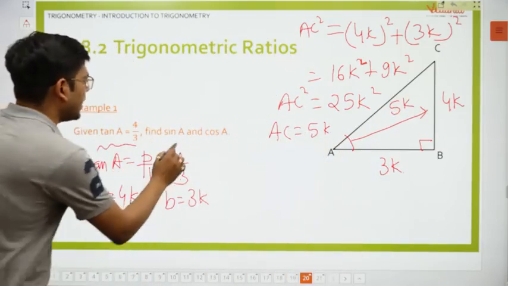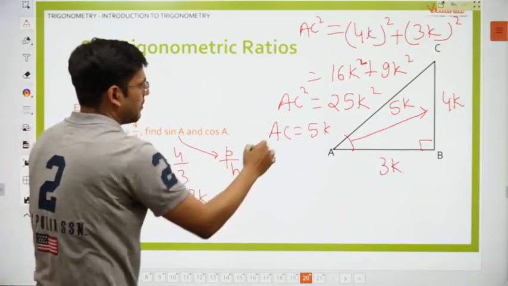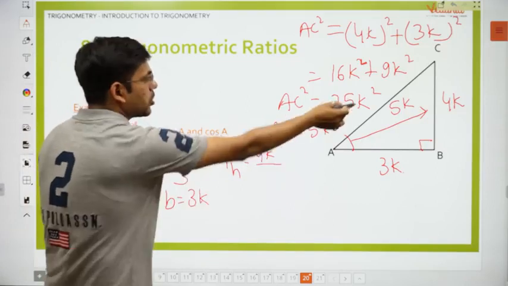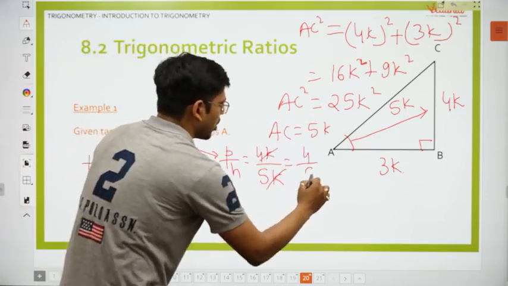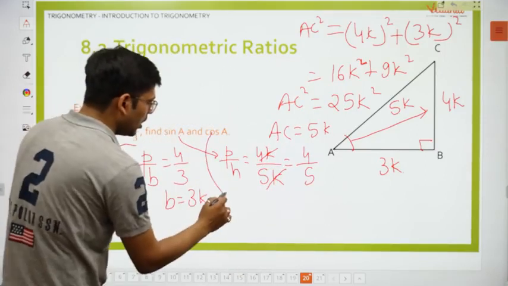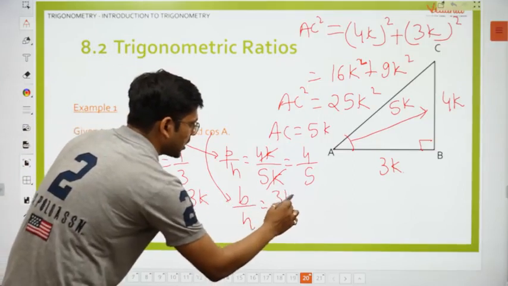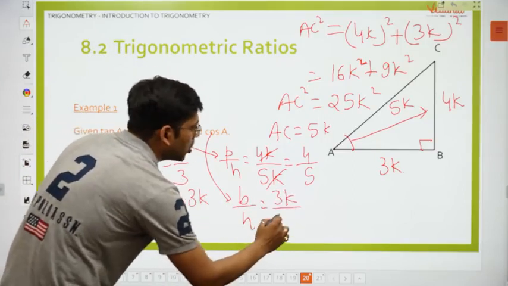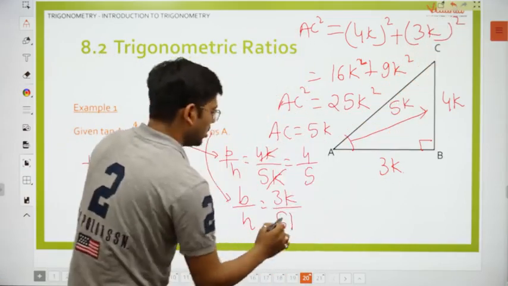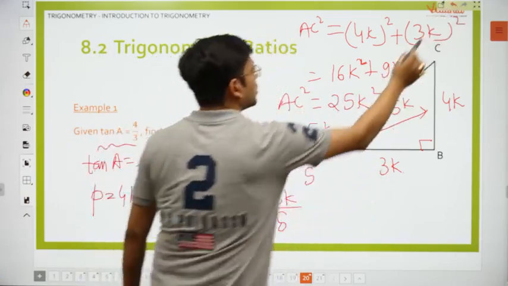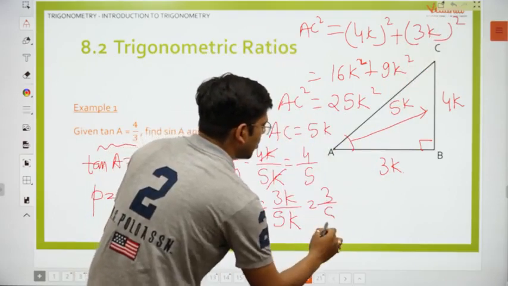Now find sine A. Very easy. Sine is perpendicular upon hypotenuse. Perpendicular, give me the value: 4k. Hypotenuse, give me the value: 5k. K and k cancel. Answer 4 upon 5. Cos A. Base upon hypotenuse. Give me the base: 3k. Hypotenuse, tell me quickly: 5k. The answer comes as 3 upon 5.